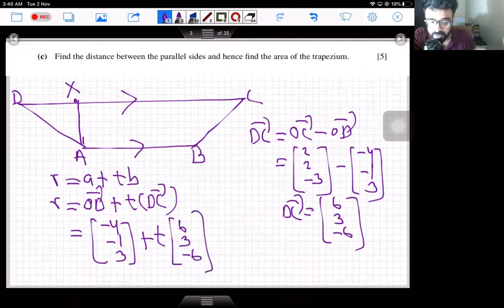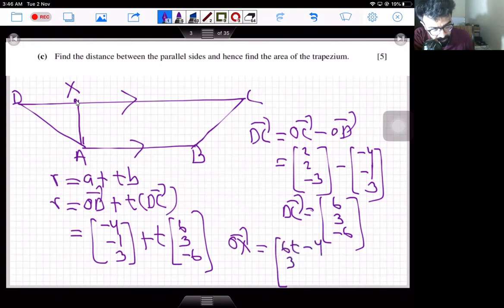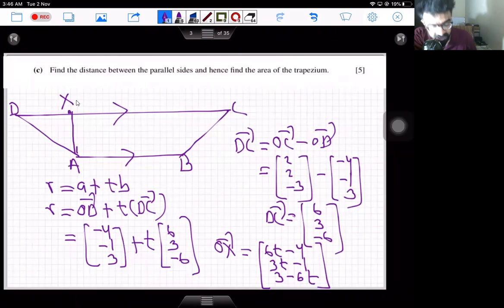So this is basically the vector equation of the straight line DC, in which r is equal to a plus tb, and r refers to the position vector of any point which is lying on the line. And since we have assumed that a point X is over here, X is basically the foot of the perpendicular from point A to the line DC. So OX is basically equal to this. I'll just write it in an expanded form: 6t minus 4, 3t minus 1, and 3 minus 6t. All right. So this is your OX vector.